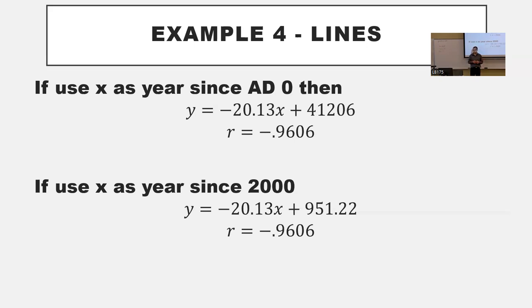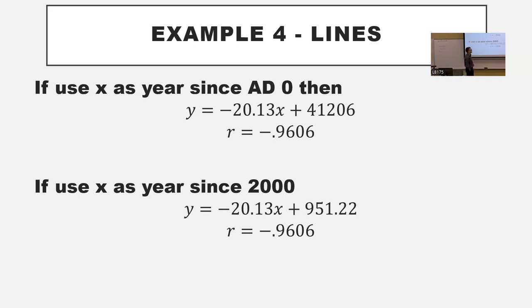Okay. But you'll see that the y-intercept is very different. Notice that the R value is exactly the same. R value is negative 0.9606 in this example. By the way, is that a good fit or a bad fit? That's a good fit, right? And absolute value, it's above 0.75. So drop off the negative, it's above 0.75.